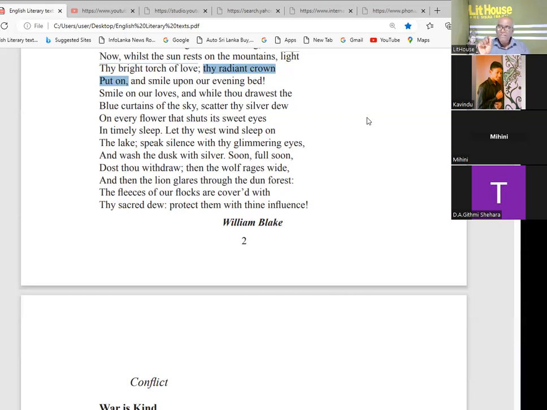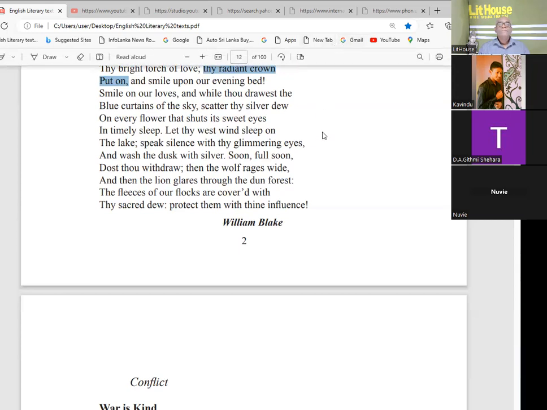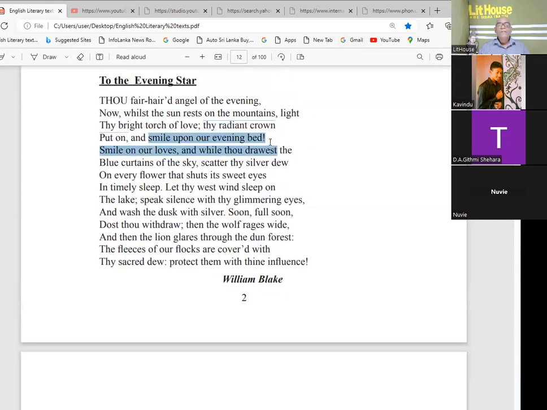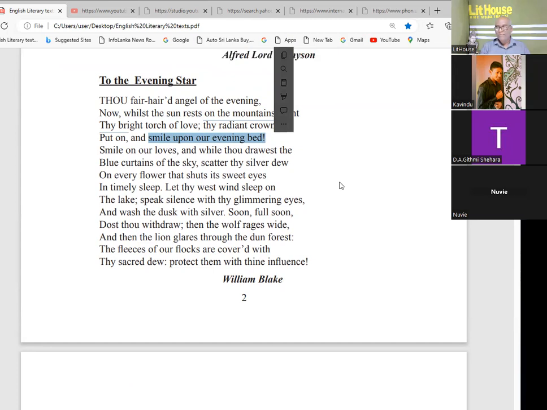Now, the poet requests the evening star, or Venus, or angel, to appear before the human world like a powerful queen with the shining crown and smile upon our evening bed. Smile means, now you know smile, laugh. Now here smile means bless, Ashirvada. Bless, give us your blessing, especially for our evening bed.